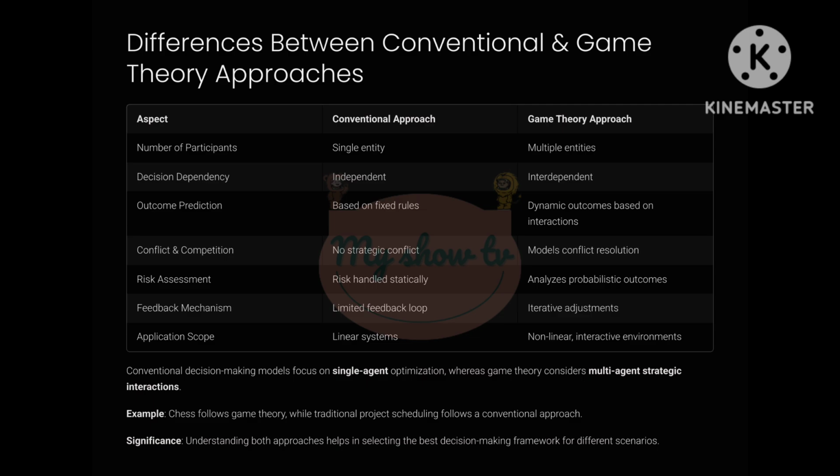8. Example, chess is a clear example of game theory. Each move depends on the opponent's actions. Traditional project scheduling, however, follows a conventional model because tasks progress independently of external competitors. 9. Significance. Understanding these differences is crucial for choosing the right framework. Game theory is effective for multi-agent, competitive environments, while conventional models suit straightforward, isolated decision-making processes.